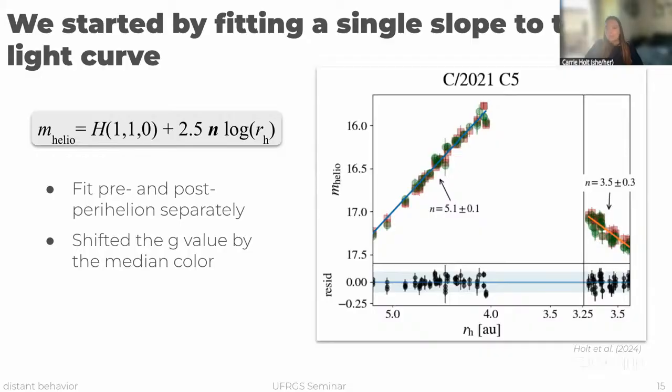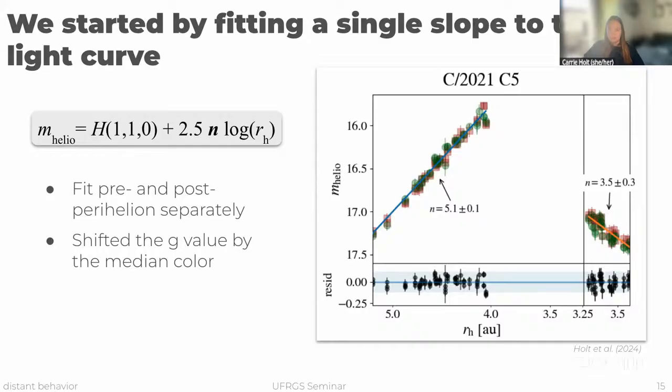We fit pre and post perihelion light curves separately. And we basically shifted the G value by the median color, so we had more objects. We also observed any changing G minus R color, but at these heliocentric distances, we did not see any changing color. So we just did a shift to get the most observations. But this particular comet, you can see it only spans about 1 AU pre-perihelion, so it works okay.